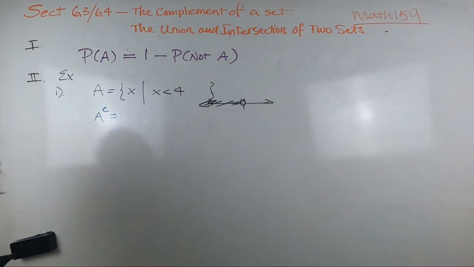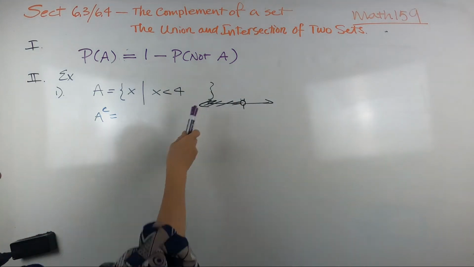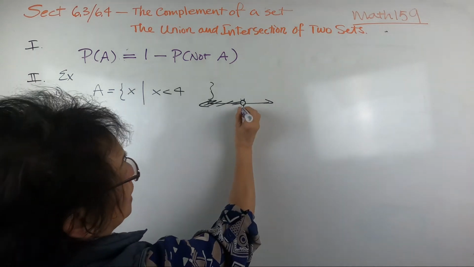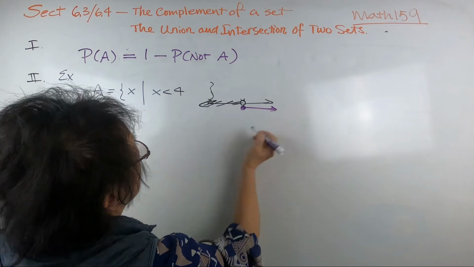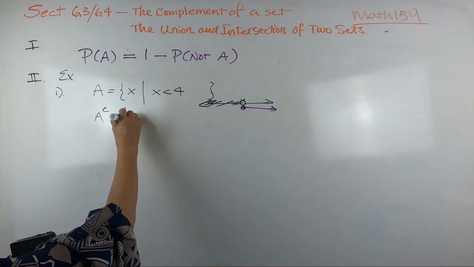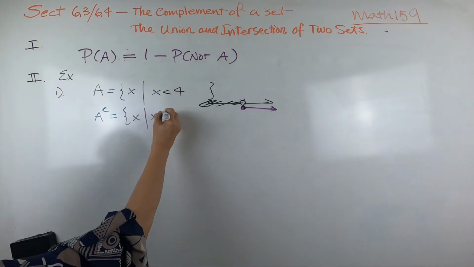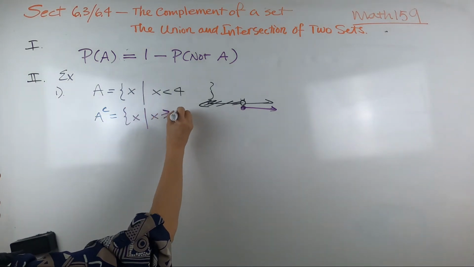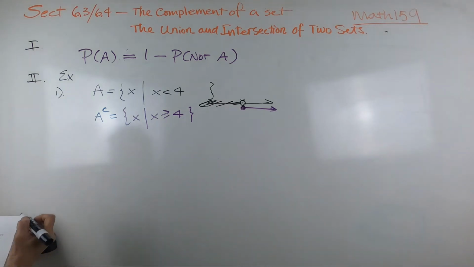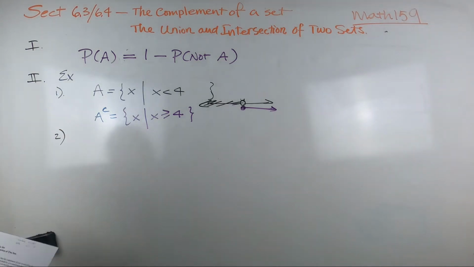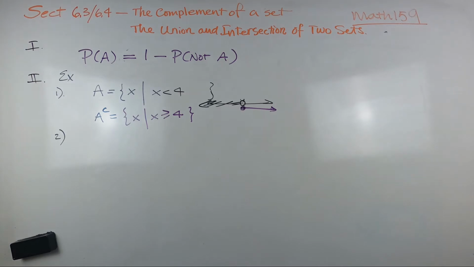Then what do you think? The complement would be what? Not this part. That would be this part. Do I include this? Yes, from here on. So the complement would be what? The X would be greater than or equal to 4. That will be your complement set. Okay, so we are learning how to find the complement of a set. Let's look at the next one.